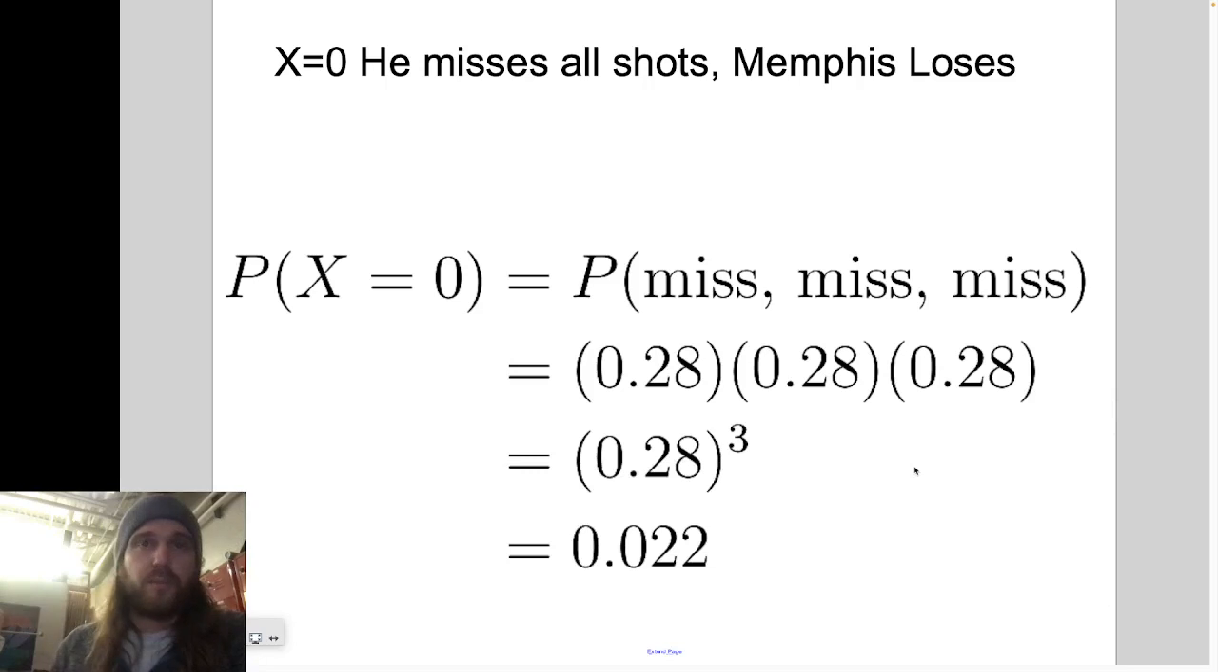Which is 0.28 to the 3rd. If you sit and multiply that out, 0.28 times 0.28 times 0.28, you get a probability of about, rounded, 0.022. So there is a 2.2% chance that he would miss all 3 shots.